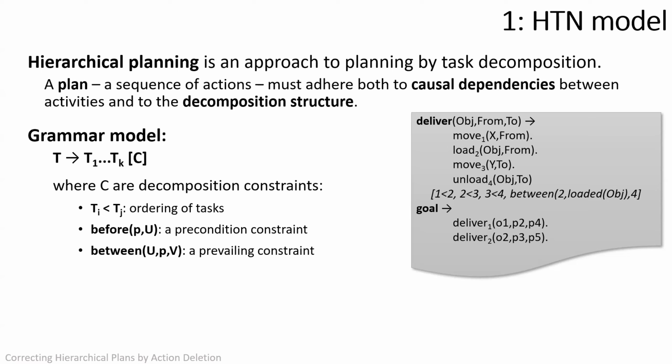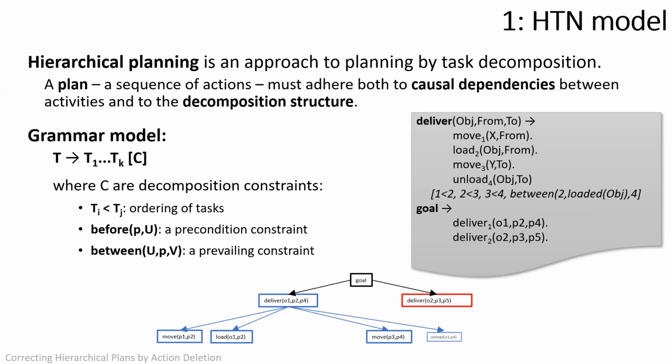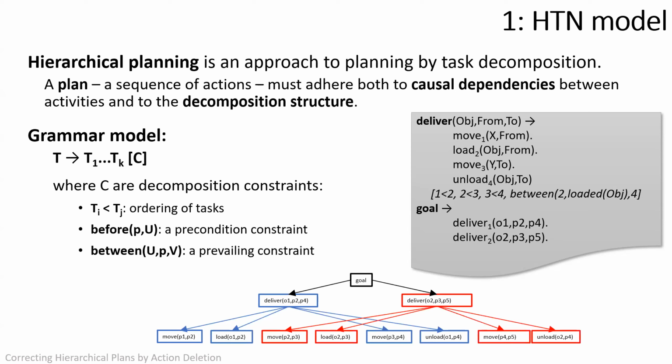And a between condition is something where you can say that between the subtasks of loading and unloading, the truck has to be filled with the package that you loaded. It can't just fall off in the middle of driving or something like that. So on the right, you can see an example. You can see a task deliver, which decomposes into 4 subtasks: move, load, move, and unload. And then you can see a go task, which decomposes into 2 subtasks of deliver. Here on the bottom, you can see the decomposition structure of how this actual decomposition would look. On the top, you can see the go task, and then on the bottom is the actual plan.